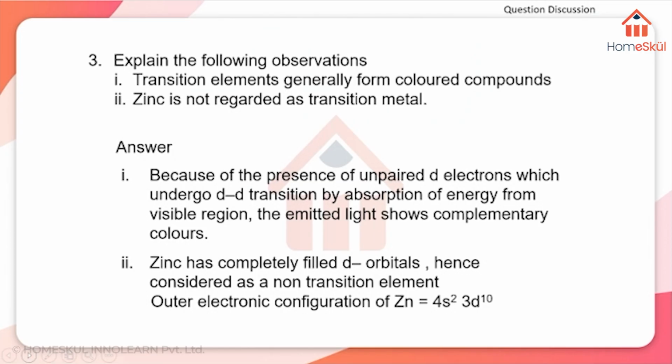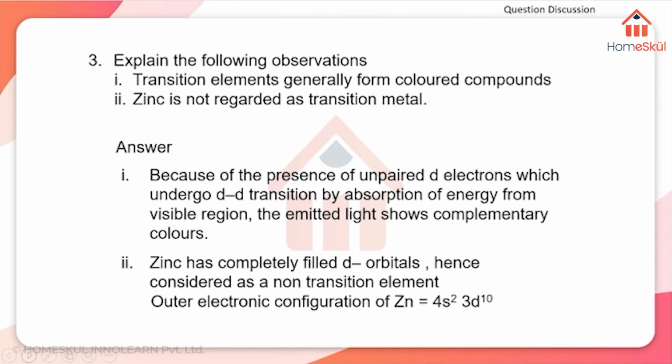Okay, the third question is: explain the following observations. Transition elements generally form colored compounds. Zinc is not regarded as a transition metal. We all know that transition elements in the periodic table are from group 3 to 12. Because of the presence of unpaired d electrons, they show d-d transitions. So that's why they form colored compounds.